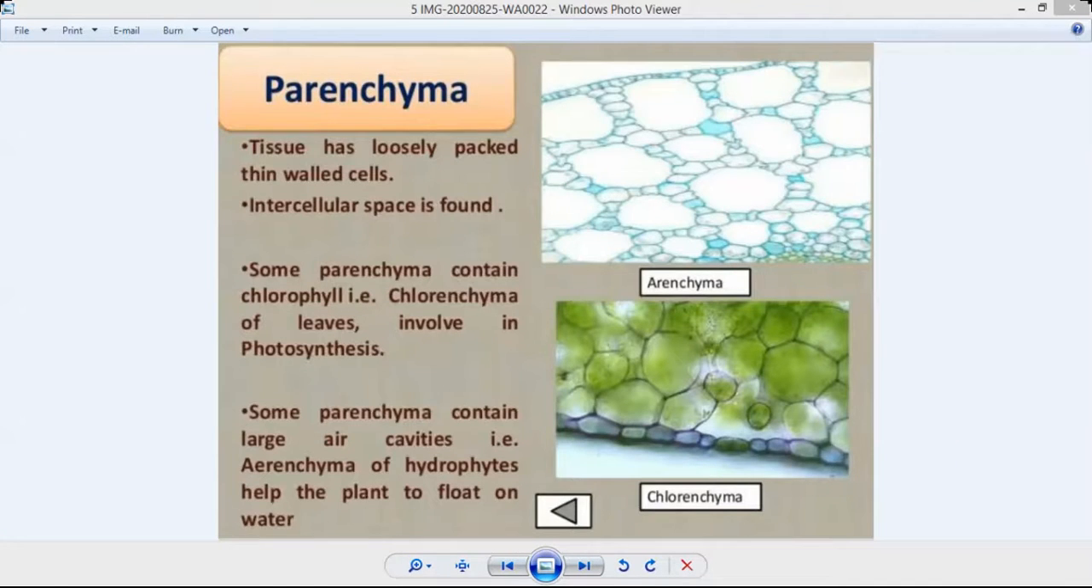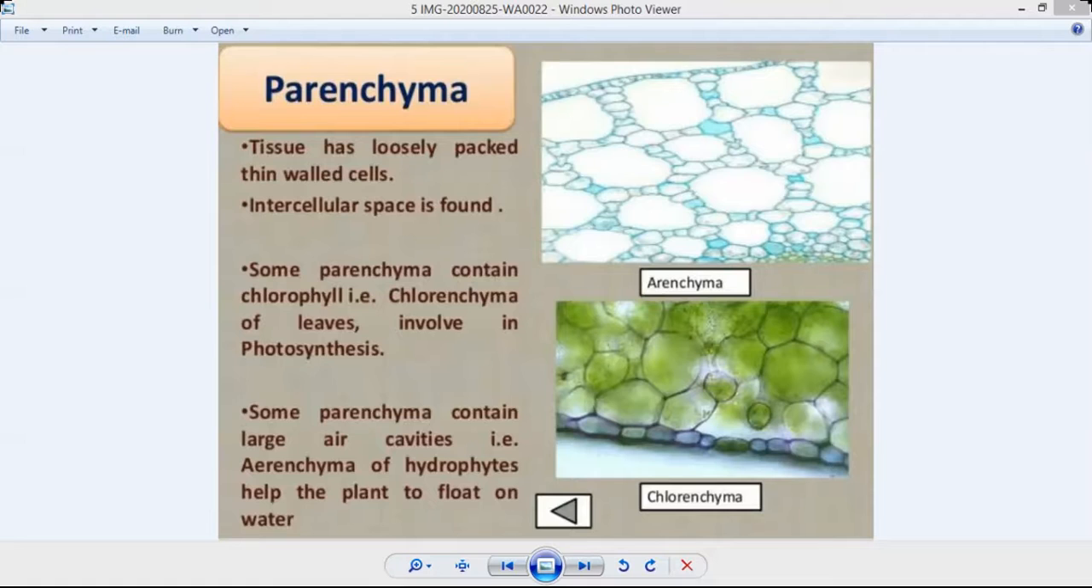Then some parenchyma contain chlorophyll, that is chlorenchyma of leaves, involved in photosynthesis. The parenchyma cells consist of chlorophyll, and that chlorenchyma of leaves is involved in photosynthesis. I have already told you that parenchyma takes part in photosynthesis, and that is because of the chlorophyll. Then another point is some parenchyma contain large air cavities, that is aerenchyma of hydrophytes, water plants.